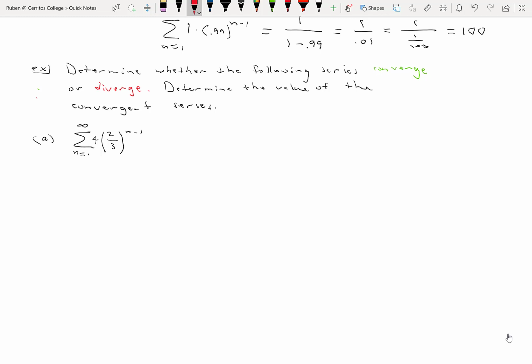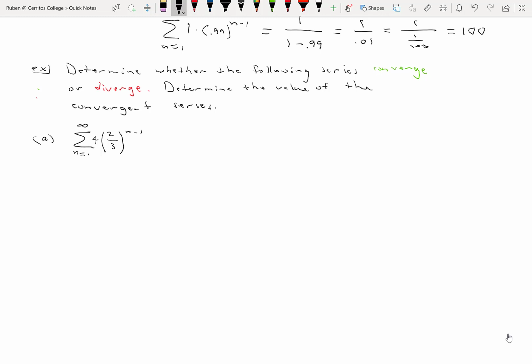To what the series converges is not quite the most important thing. Okay, but let's do that. Let's do both for this particular example. So our first example starts out with the sum of 4 times 2/3 to the n minus 1, as n ranges from 1 to infinity.